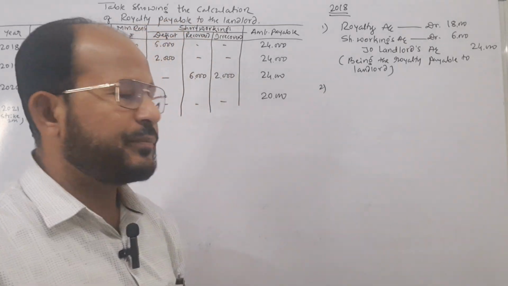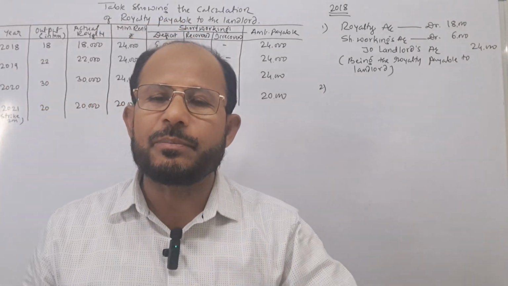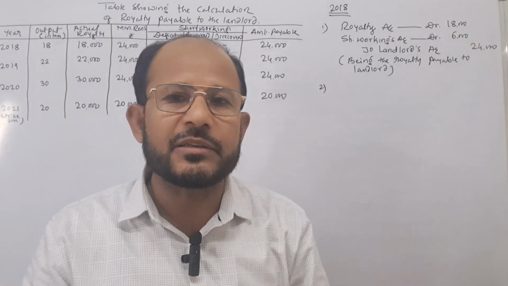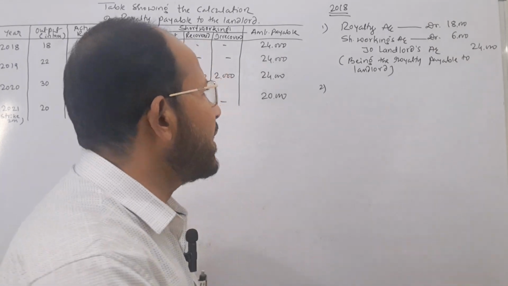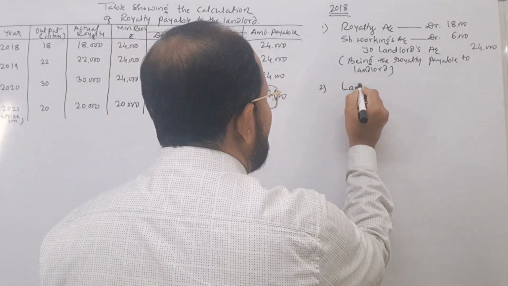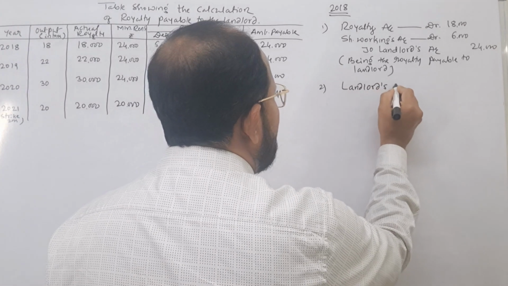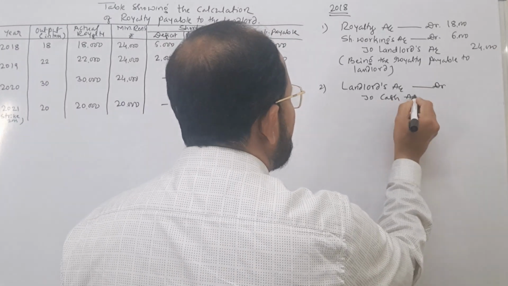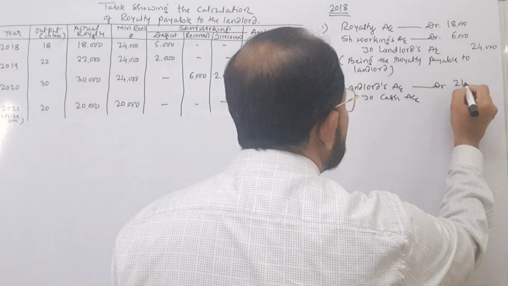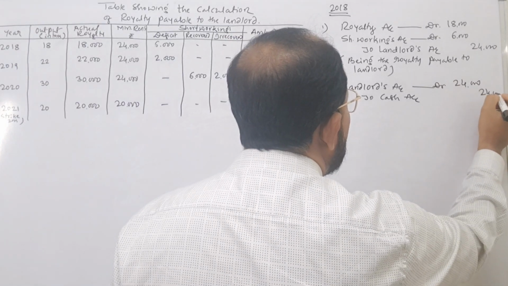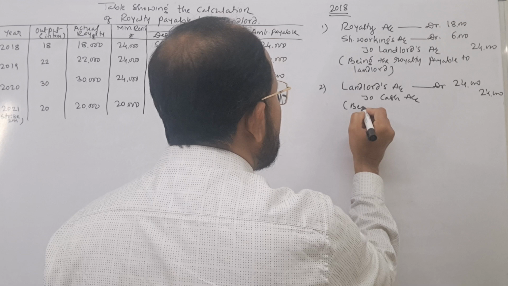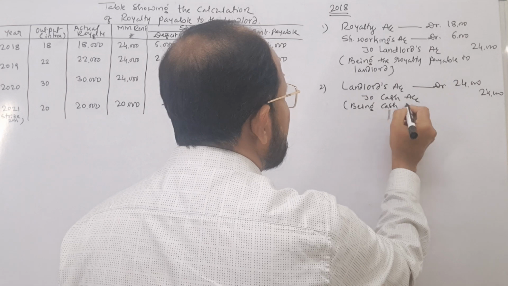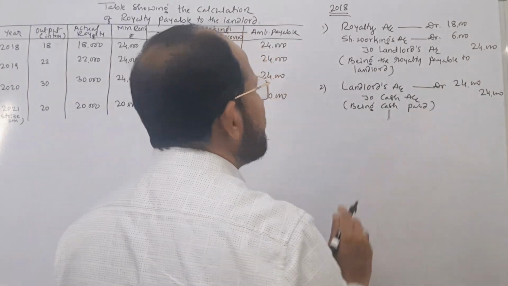Next journal entry is when the actual royalty is paid, when the amount is paid. This rupees 24,000 is payable, right? When the amount is paid, that time what journal entry we have to pass? We have to pass landlord account is to be debited. Landlord's account is to be debited. Next one is to cash account. Cash goes out from the business. How much amount is paid? 24,000 and rupees 24,000 being cash paid. To whom? To the landlord.